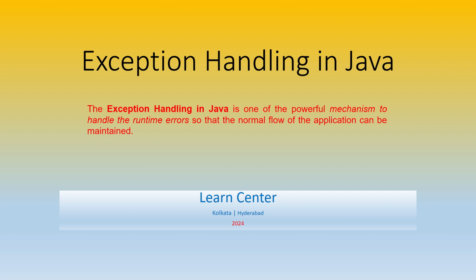Today I will discuss exception handling in Java. Exception handling in Java is one of the powerful mechanisms to handle runtime errors so that the normal flow of the application can be maintained.